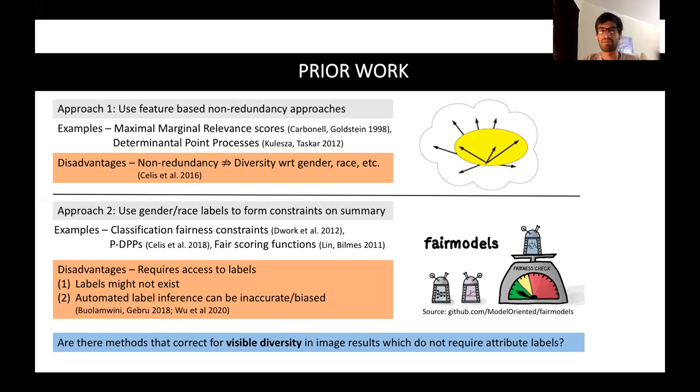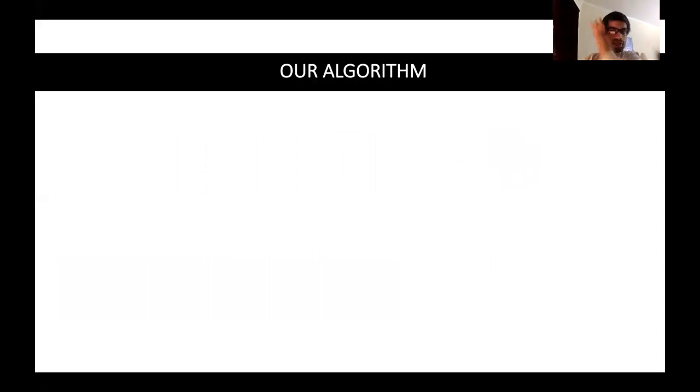Therefore, we ask if there are methods to correct for visible diversity in image results that do not require protected attribute labels. To address this question, we propose a simple post-processing framework.